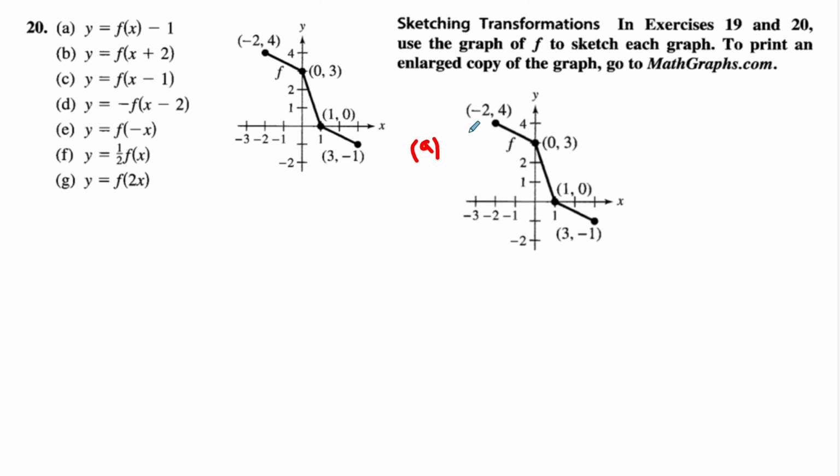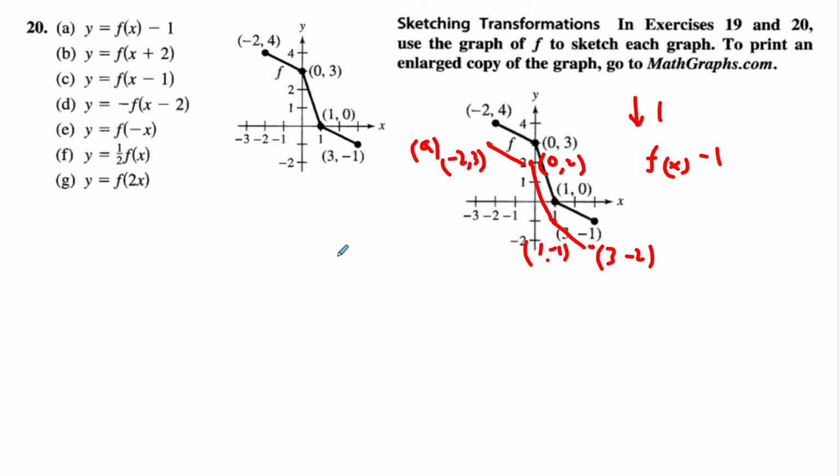f of x minus 1 would mean that the graph has been shifted down 1. So that's what f of x minus 1 would be, just so we're clear what we're looking at. Which means each of these points would be shifted down 1. And you could identify these, and all that would happen, the shape would not change. It would simply drop each of those points. So -2, 3, 0, 2, and 1, -1, and of course this point would be 3, -2. It gets a little bit cluttered, but all it does is shift the graph down 1.